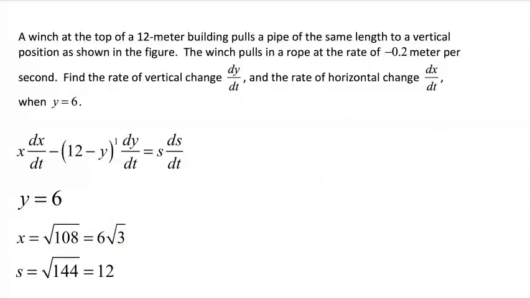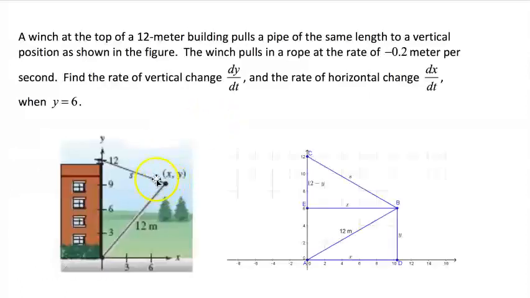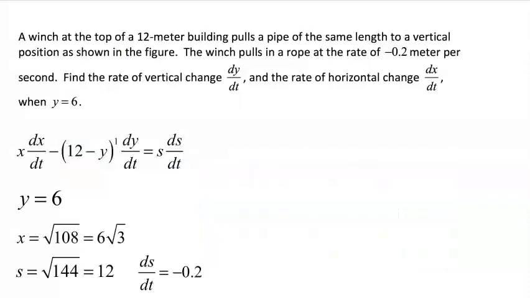What else do we know about this? Well, the winch pulls in the rope at a rate of negative 0.2 meters per second. Let's go back and look at our image. So the winch is pulling in the rope. This wire is pulling the pipe up. So s is shrinking. That hypotenuse is getting smaller at a rate of negative 0.2 meters per second. So that tells me what ds dt is. ds dt will be negative 0.2.